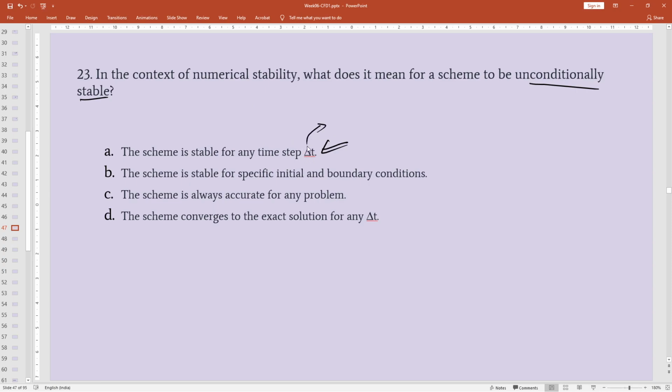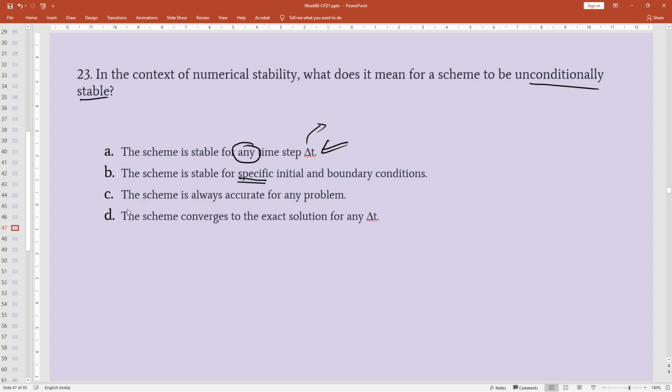There is no condition on time step for the scheme to be stable, so the time step can be any. Whereas in the other options, the scheme is stable for specific conditions, and the specificity means there should be some conditions, such as initial and boundary conditions. Stability criteria, as we have seen, mostly involve grid sizes, time steps, and velocity.